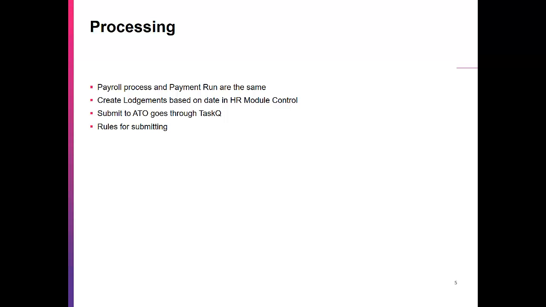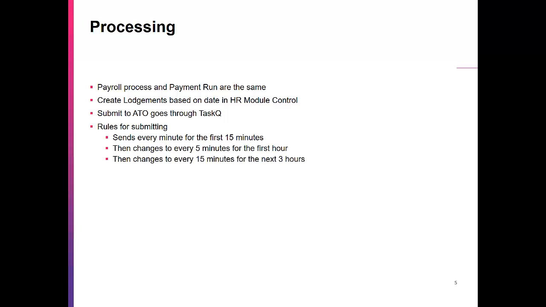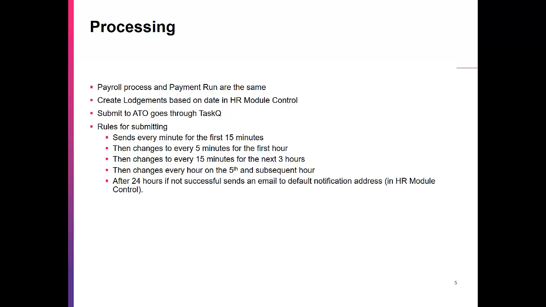Okay, when you come to see the submitting process, there are some rules around how it works. So the lodgement file is created. The task queue sends the file, or attempts to send the file, every minute for the first 15 minutes. This then changes to every 5 minutes for the first hour. This then changes to every 15 minutes for the next 3 hours. This then changes to every hour from the 5th and subsequent hours onwards.